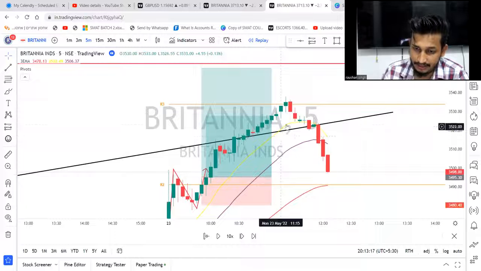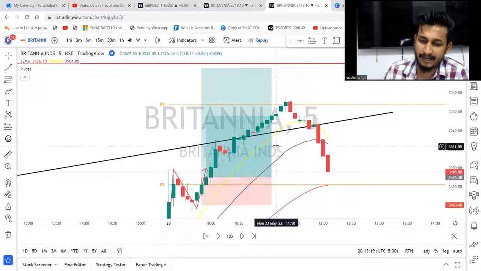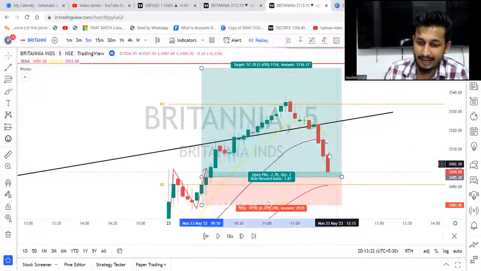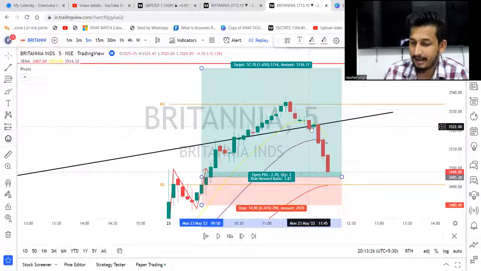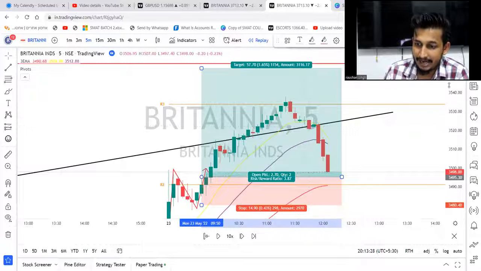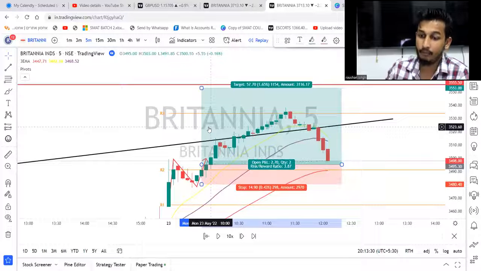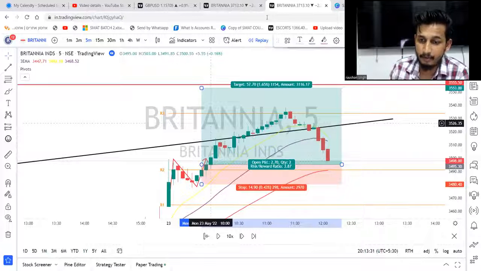But over here, fine. Even if my target was there, I could have continued till this level. As soon as this level was broken, I will exit my trade. Let's see how, with the help of EMA, I'm able to book bigger targets.